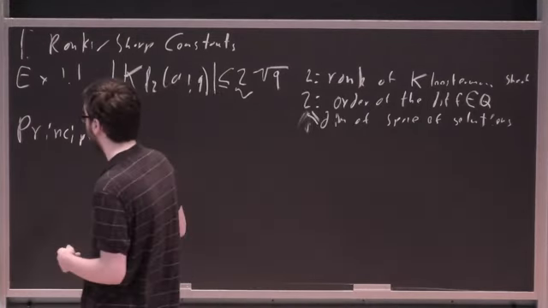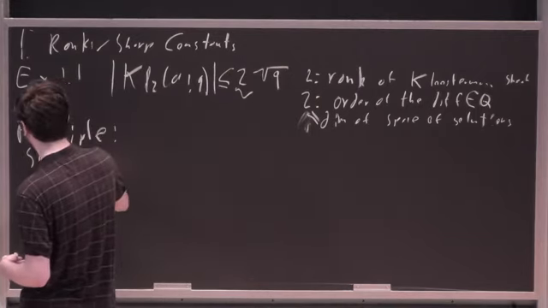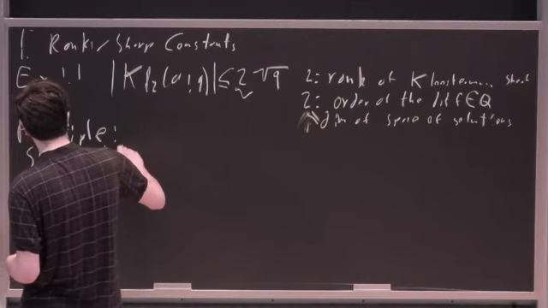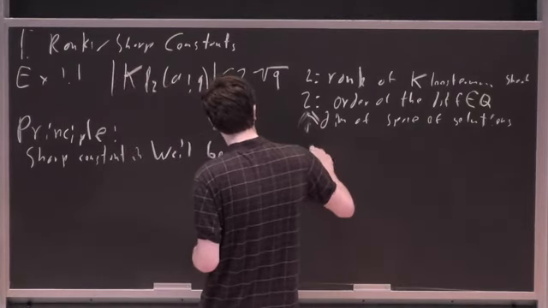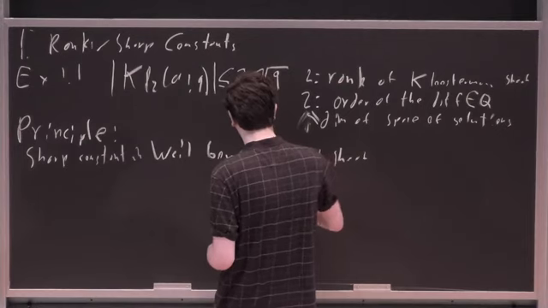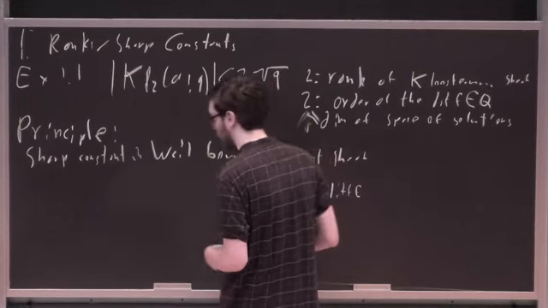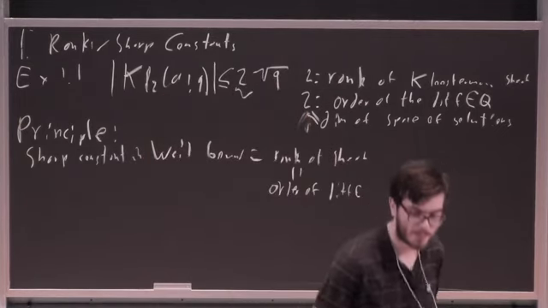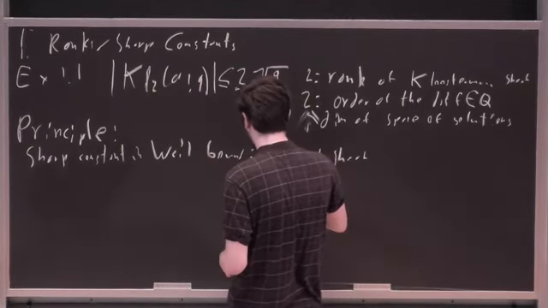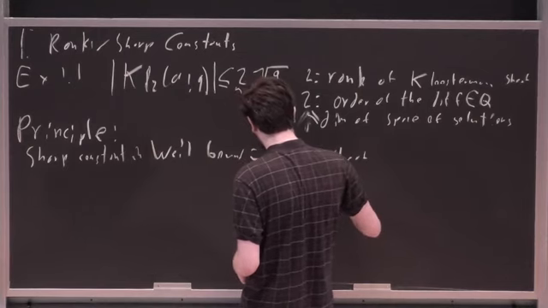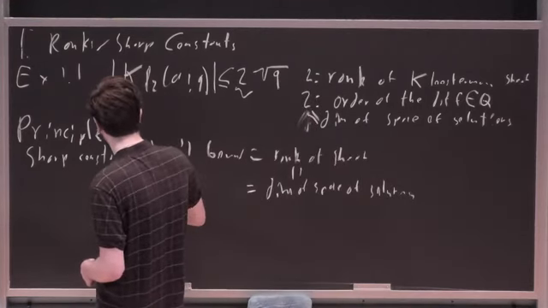And this is going to be mediated by the sheaves. So the principle is that the sharp constant in the Weil bound equals the rank of the sheaf, is equal to the dimension of the space of solutions, is equal to the order of the differential equation.